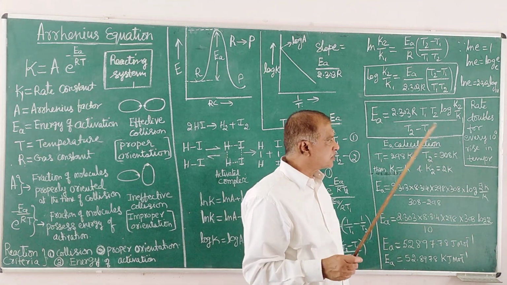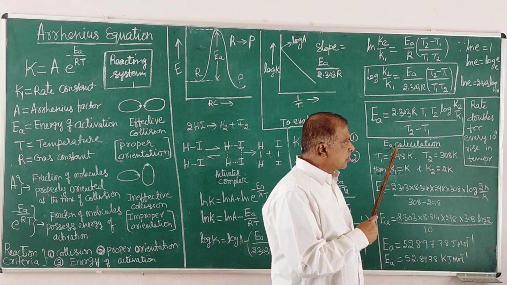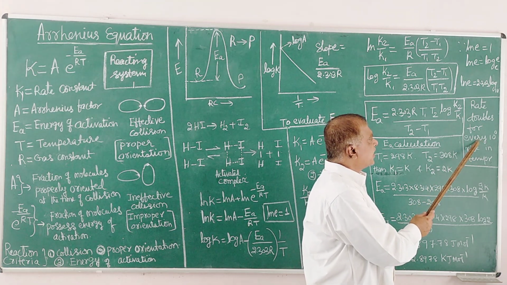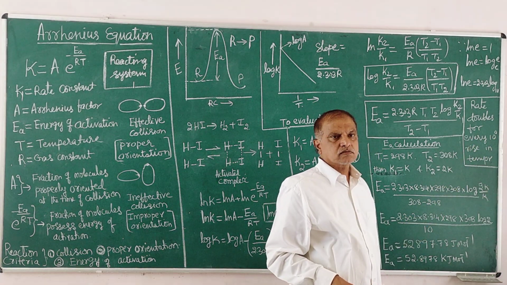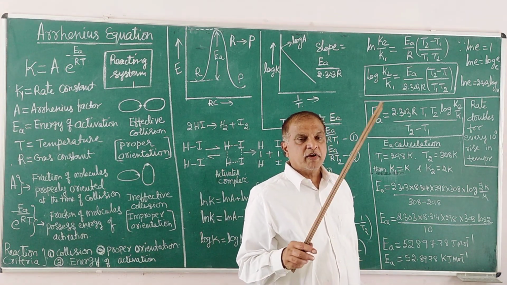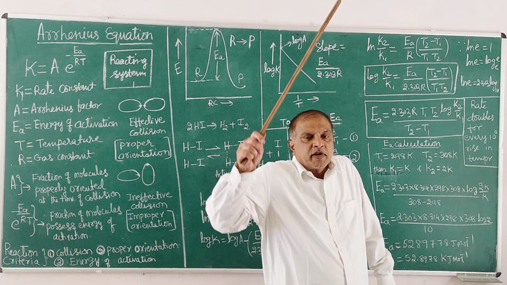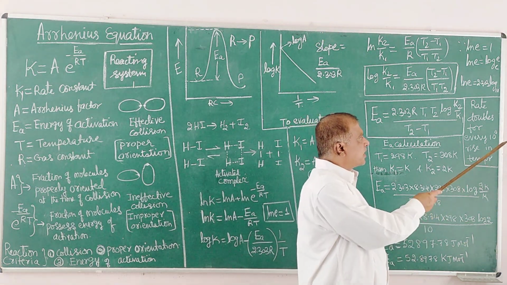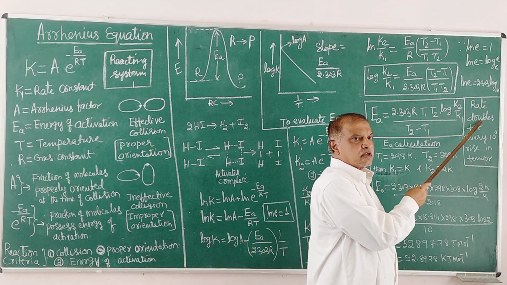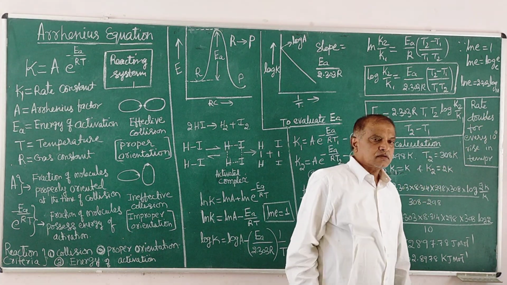This is another way of mathematical calculation. As you know, in most cases the rate of the reaction doubles for every 10 degree rise in temperature. This is experimentally proved for about 90% of reactions. But for very few reactions, the rate of the reaction triples for a 10 degree rise in temperature. So in most cases the rate doubles, that is, the rate constant or rate doubles for every 10 degree rise in temperature.